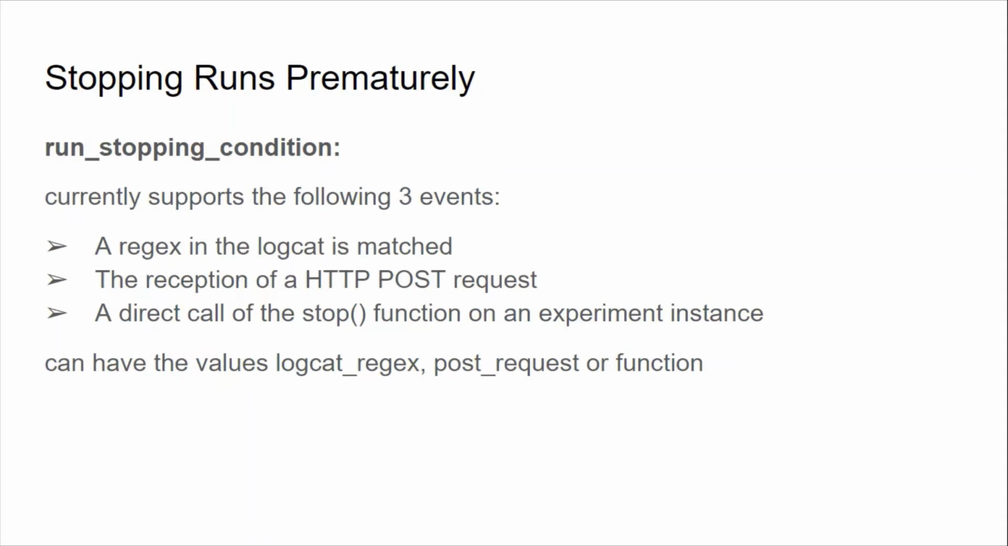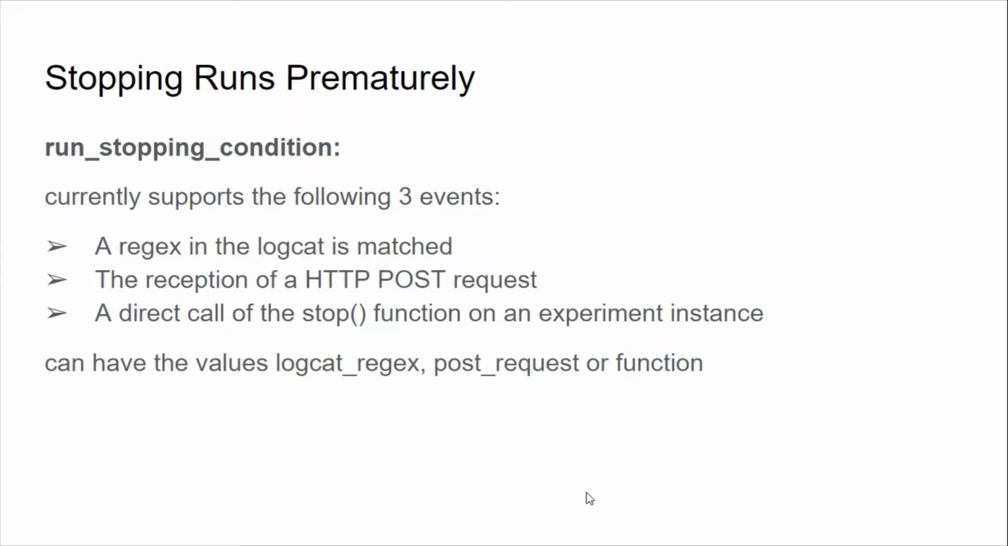If you need to stop some experiments prematurely, it may be handy to stop the run when a specific event is triggered. For that, the new Android Runner has introduced one particular option. It's called run stopping condition, which you can use if you want to stop one experiment prematurely. For example, it may be handy when you want to measure the energy consumption of loading web pages. In that case, all you need to do is stop the run when the web page is loaded.